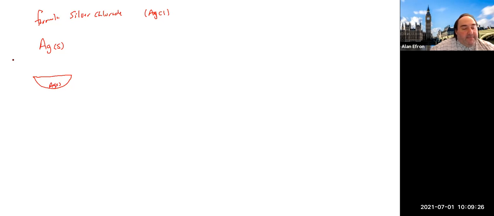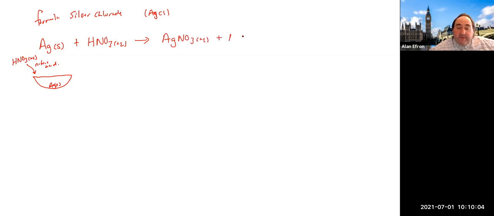And we're going to take some nitric acid, HNO3, and we're going to add it. So this is nitric acid. Nitric acid is a pretty strong acid, and it's going to react with the silver. It has an option to produce a couple of different things along the way, but it will produce some silver nitrate. We'll produce maybe some NO2 gas and maybe some water along the way.